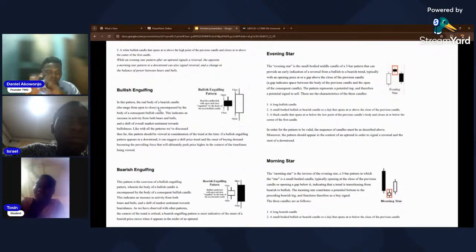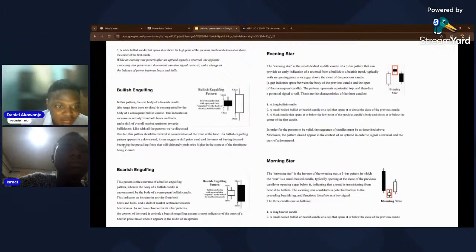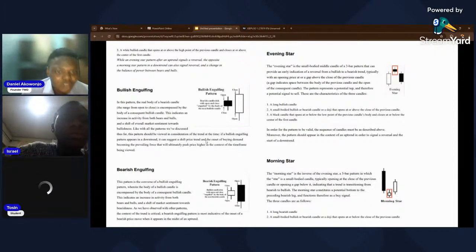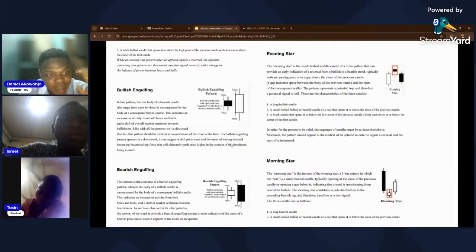So there is a possibility that price will start moving in an uptrend. Price will start being bullish. Do you understand? Now, like with all the patterns we've discussed thus far, these patterns should be viewed in consideration of the trend at the time. If a bullish engulfing pattern appears in a downtrend, pay attention to this. It will suggest a shift in price trend and the onset of buying demand becoming the prevailing force.